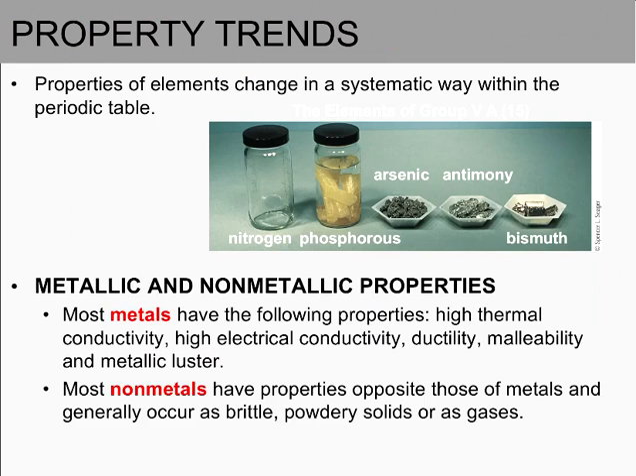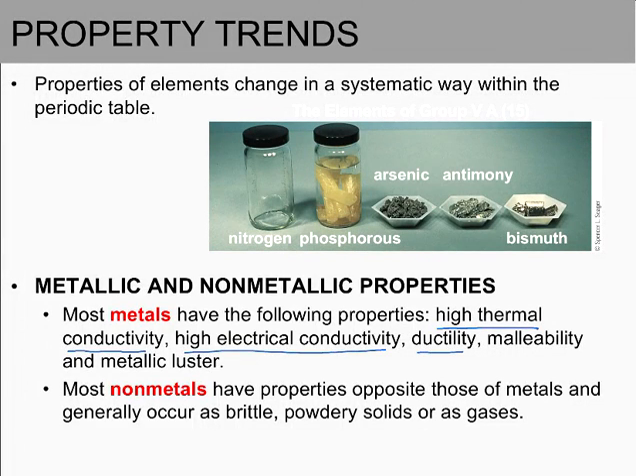So let's talk about some properties of metals and nonmetals. So most metals have the following properties. They have high thermal conductivity, which means that they can conduct heat really well. So for instance, a lot of your cookware is probably metal because it can transmit heat really easily. Most metals also have high electrical conductivity. So they can conduct electricity really well. And that's why some wires, for instance, are made of copper.